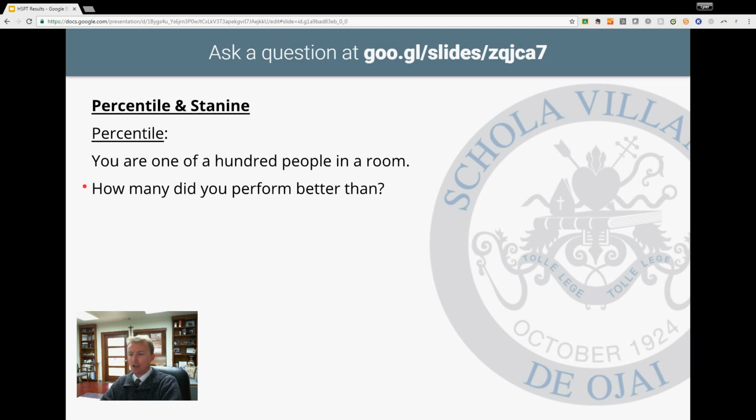Essentially, when you're coming down to percentile, where do you land? How many people did you perform better than? If you perform in the 50th percentile, then you are right smack in the middle, in that you performed better than 50 people, then there's you, and then there's 49 people who did better than you. And 50 plus 1 plus 49 equals those 100 people.